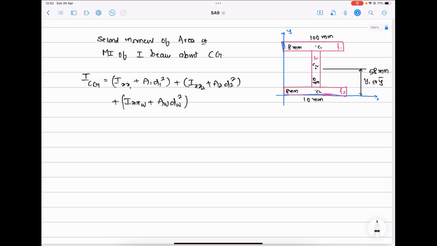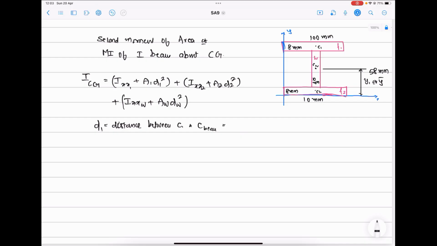This is what I have explained in the previous class, please refer to it. The sum of the second moments with respect to the center of gravity is the total second moment of area about the center of gravity. Now what is D1? D1 is equal to the distance between the center of gravity of flange 1 and the center of gravity of the beam.